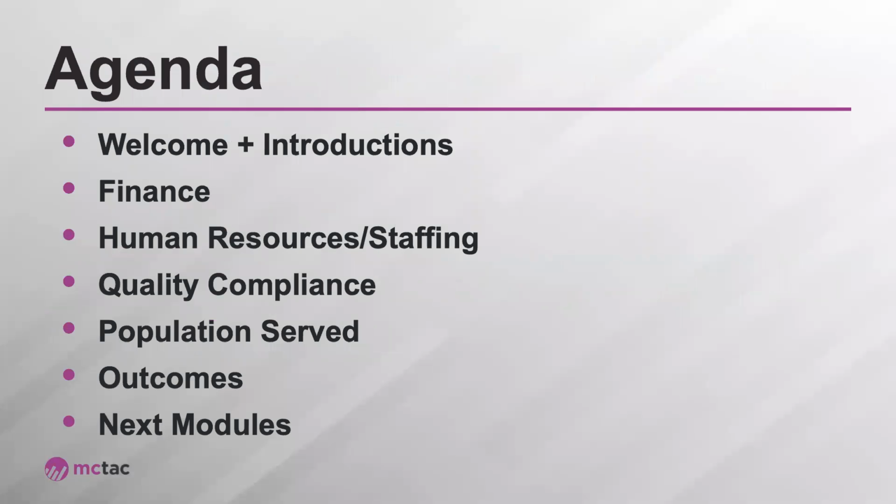So for today's session, we did over our welcome and introductions. And then really today is going to focus on the data matrix, really talking about the data at the agency level across these different domains in the matrix. So we'll talk about finance, human resources and staffing, quality and compliance, population served, outcomes, and then we'll wrap up and talk a little bit about our next modules.